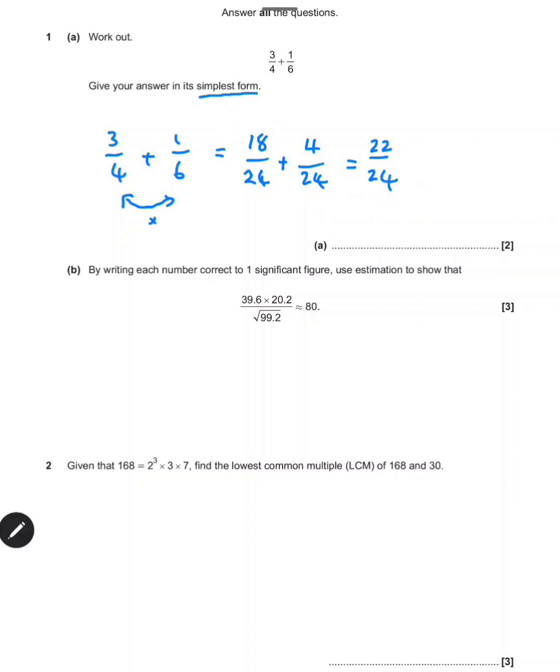Be careful, it does say simplest form, so we'll just start by halving top and bottom, and we get 11/12. 11 is prime, so there's your final answer.